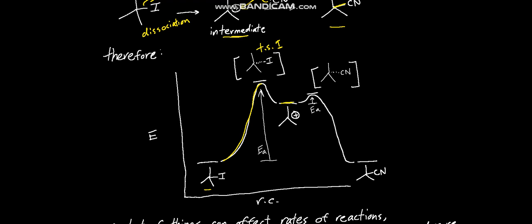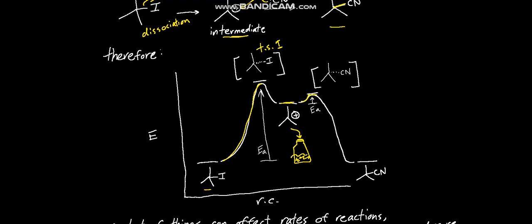This is a true intermediate in the sense that it can be stopped at this point. You can actually go ahead and put this in a bottle and put it on the shelf, and it might last some time, often as a salt, for example. So transition states are hypothetical. Intermediates are real things. Then you have a tiny energy hill to climb from here where the nitrile group comes in and bonds.